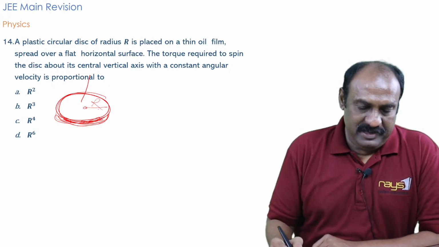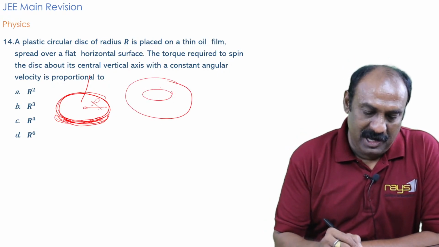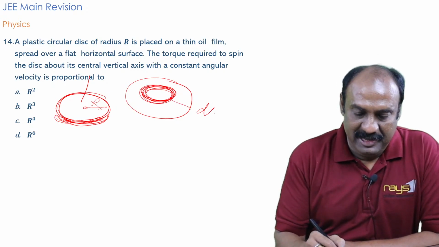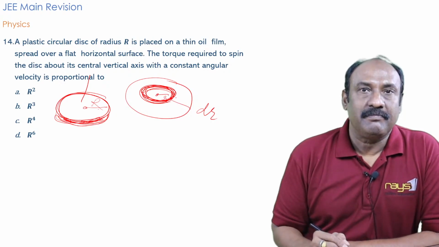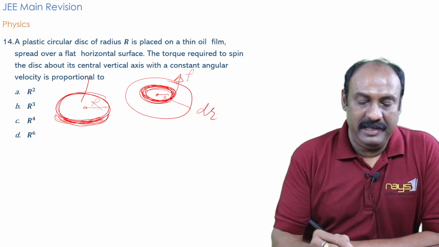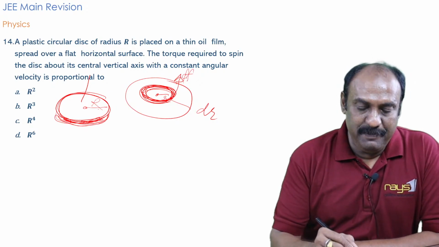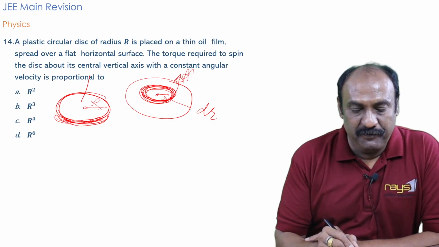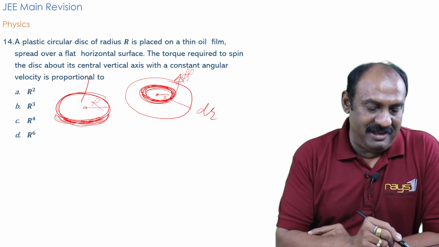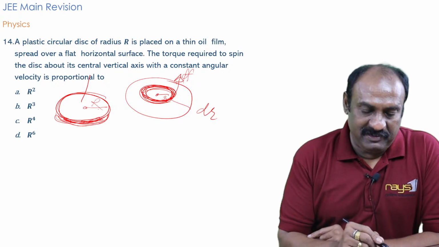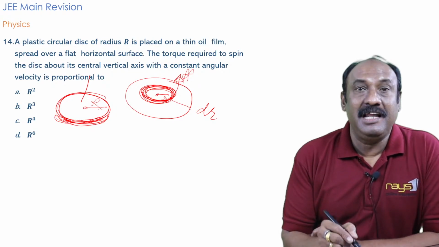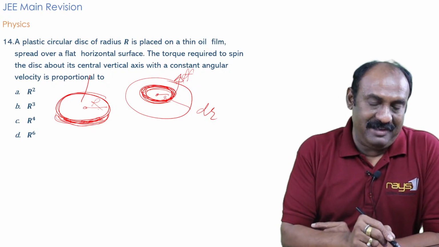For that reason, here I considered a number of thin layers of liquid film of thickness dr and radius r. The frictional force is F, it is dF for this elemental strip of liquid film of radius r and thickness dr in contact with this plastic circular disc. The frictional force between these two is supposed to be dF on the elemental liquid film in contact with the plastic circular disc.